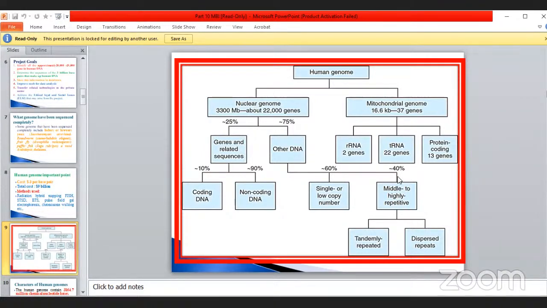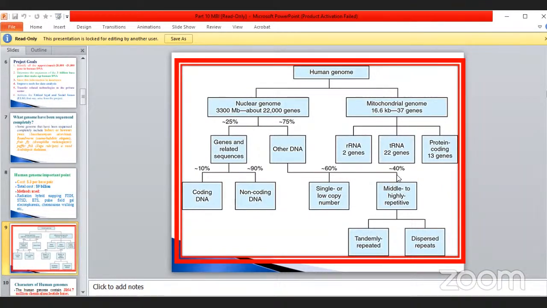How much percentage? 40% is the middle to highly repetitive nuclear genome present in it. Single genomes are A only, or U only, or T only, like that, and low copy numbers are 60% present in it. This is 40%. You have to calculate this. This is 100%, and you have to calculate 75%. From this 75%, you have to split 60 and 40. The 60%, how much, you have to calculate.